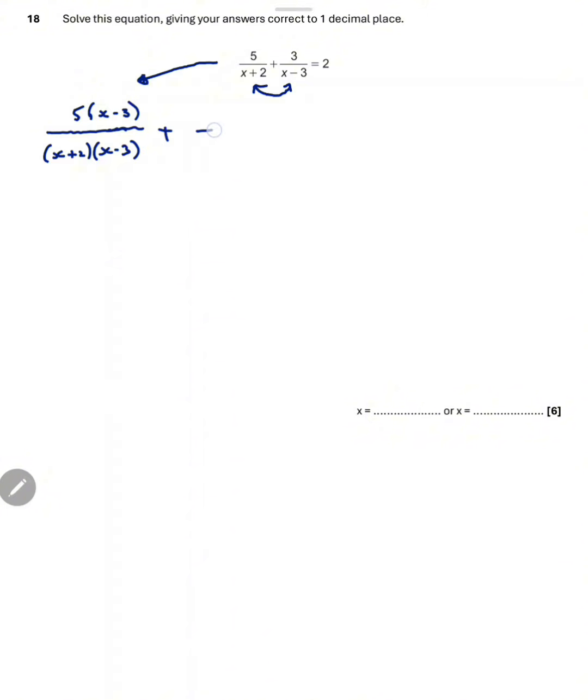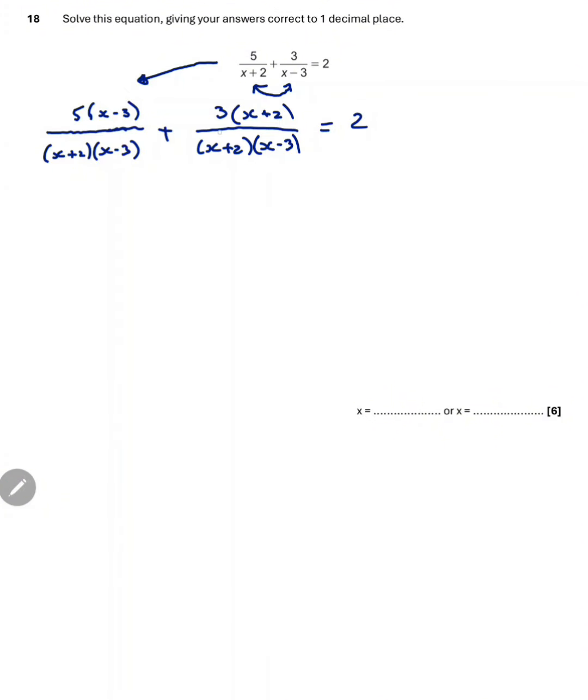My common denominator is going to be the same. It's going to be (x + 2)(x - 3), just multiplying denominators together. And the 3 on top also needs multiplying by x + 2. All I've done on this left-hand fraction is multiply the bottom by x - 3 and the top by x - 3. This right-hand fraction, I've multiplied the bottom by x + 2 and the top by x + 2. I've not done anything to the 2 that's left on its own.